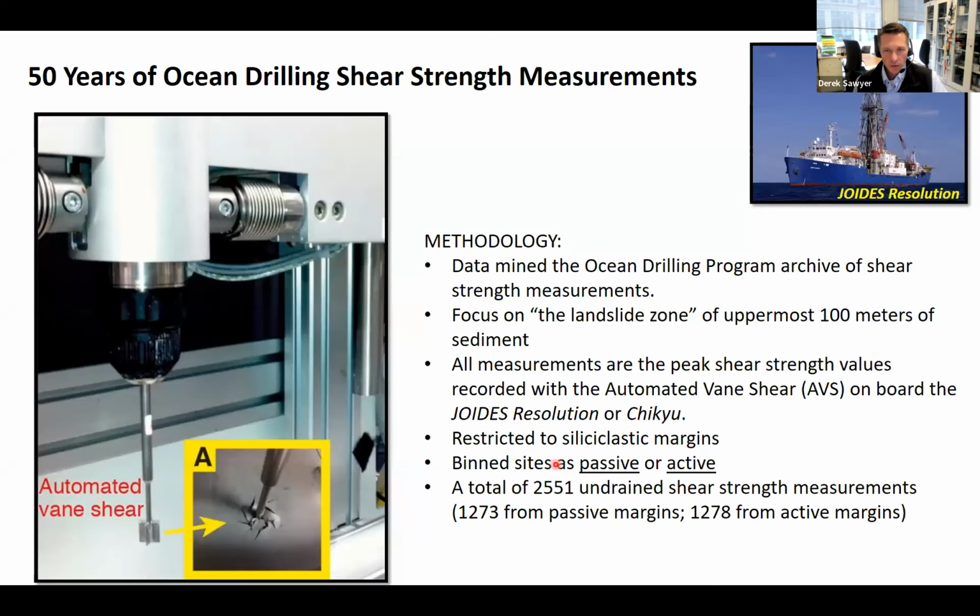In the end, let me go back. We had a total of 2,500 shear strength measurements. Half of those turned out by coincidence to be just about half and half between active margins and passive margins. And that's the only thing we did. We just bin them. Are they on a passive margin or on the active margin?